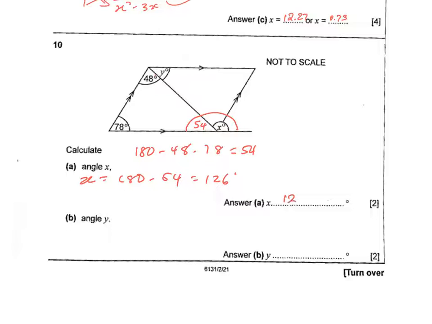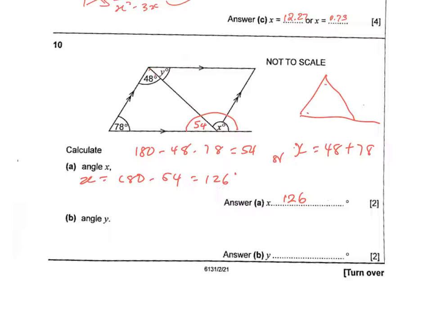So x is 126. Or you can say, if you have a triangle like that, the angle outside is the sum of these two. You just add up these two. Or you can say x is 48 plus 78. Still get the same answer.